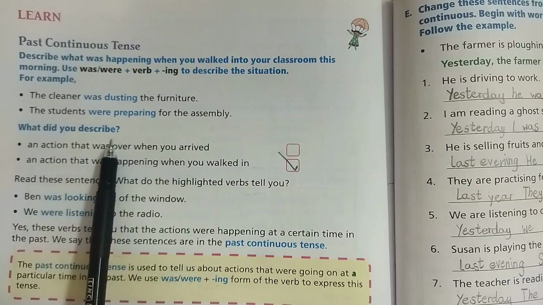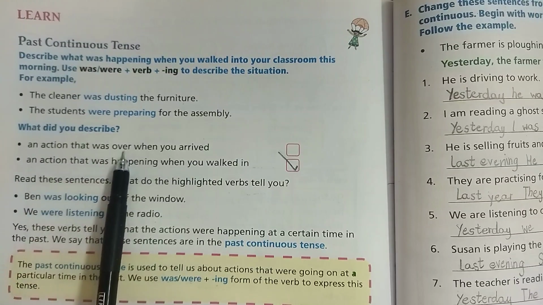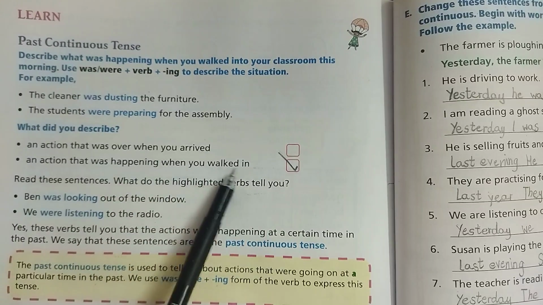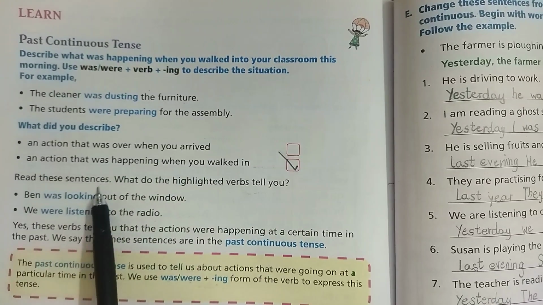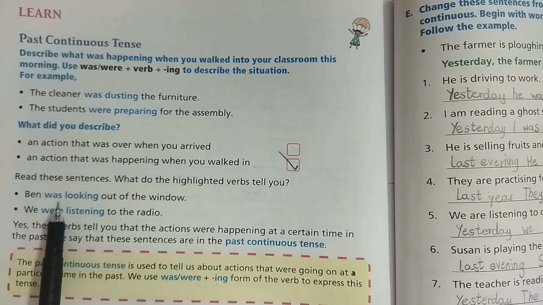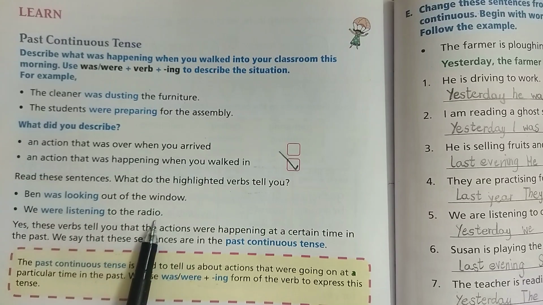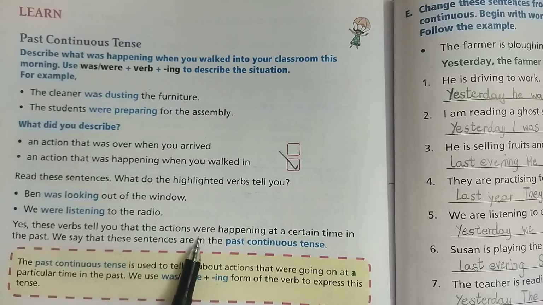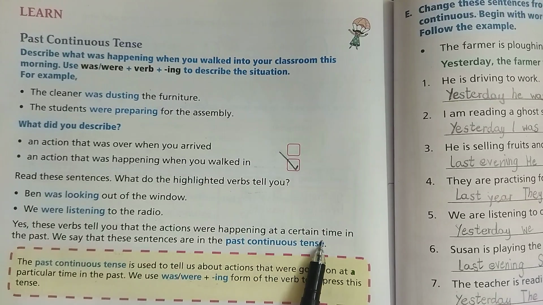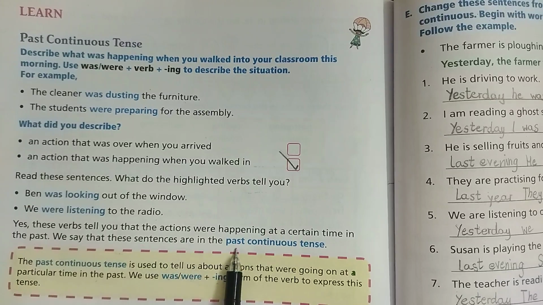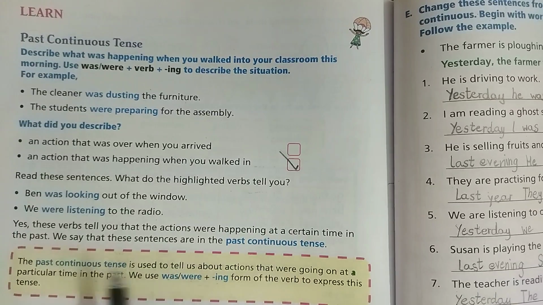What did you describe? An action that was over when you arrived, or an action that was happening when you walked in. So read these sentences. What do the highlighted verbs tell you? Ben was looking out of the window and we were listening to the radio. Yes, these verbs tell you that the actions were happening at a certain time in the past. We say that these sentences are in the past continuous tense.